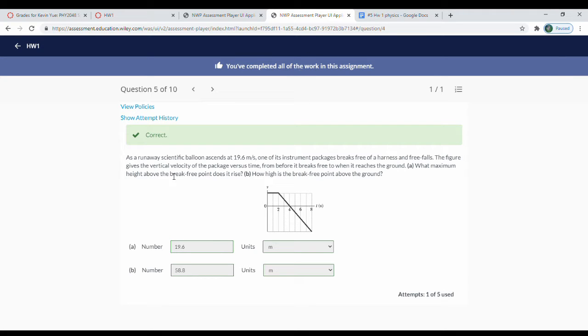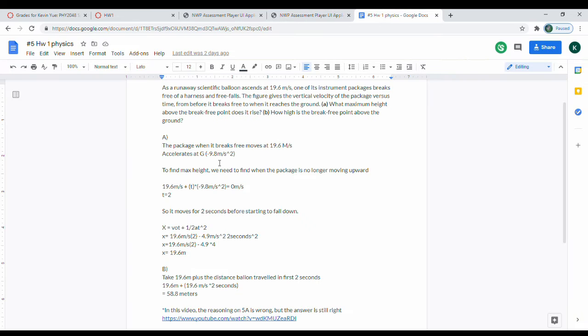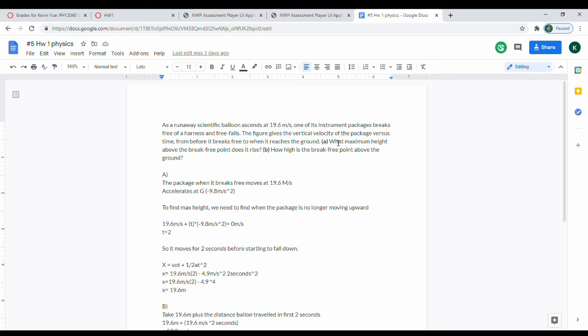Alright, so here is question 5. I'm just going through this again because the first time I made an explanation error. So, A is asking us what's the maximum height above the ground. The break-free point doesn't rise. This question is kind of confusing.